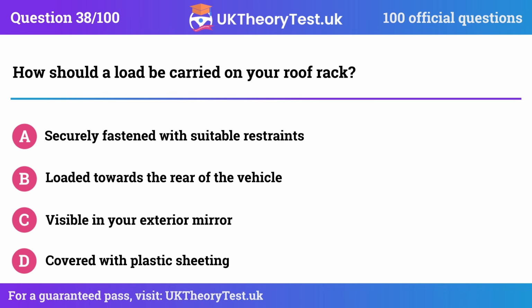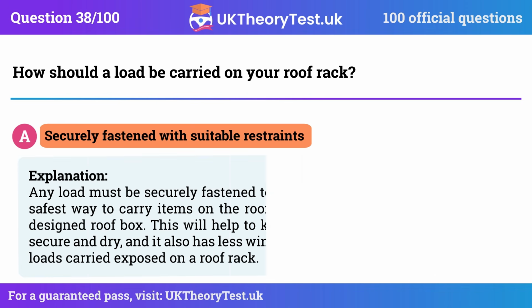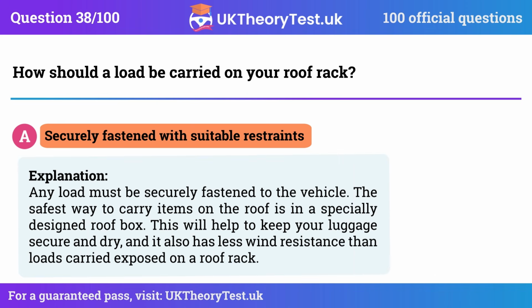The correct answer is A. Securely fastened with suitable restraints. Explanation. Any load must be securely fastened to the vehicle. The safest way to carry items on the roof is in a specially designed roof box. This will help to keep your luggage secure and dry, and it also has less wind resistance than loads carried exposed on a roof rack.